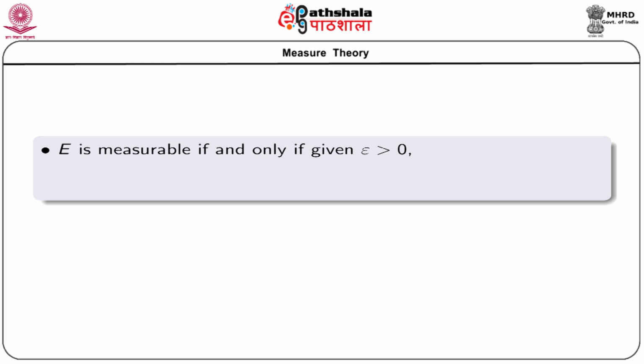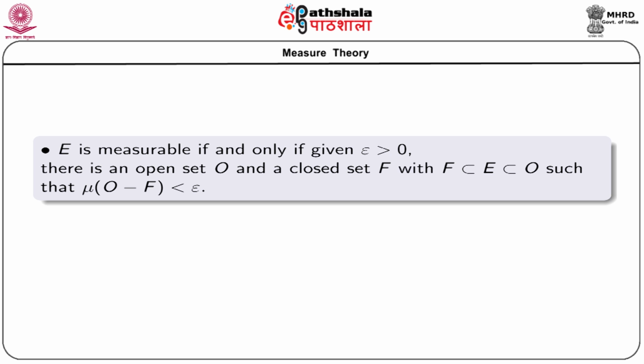Now, recall this characterization of measurable sets. If a set E of real numbers is given, we had seen that E is measurable if and only if for any given epsilon greater than 0, there is an open set O and a closed set F with the property that F subset of E subset of O such that the measure of O minus F, the difference between the open set and the closed set, is less than epsilon.